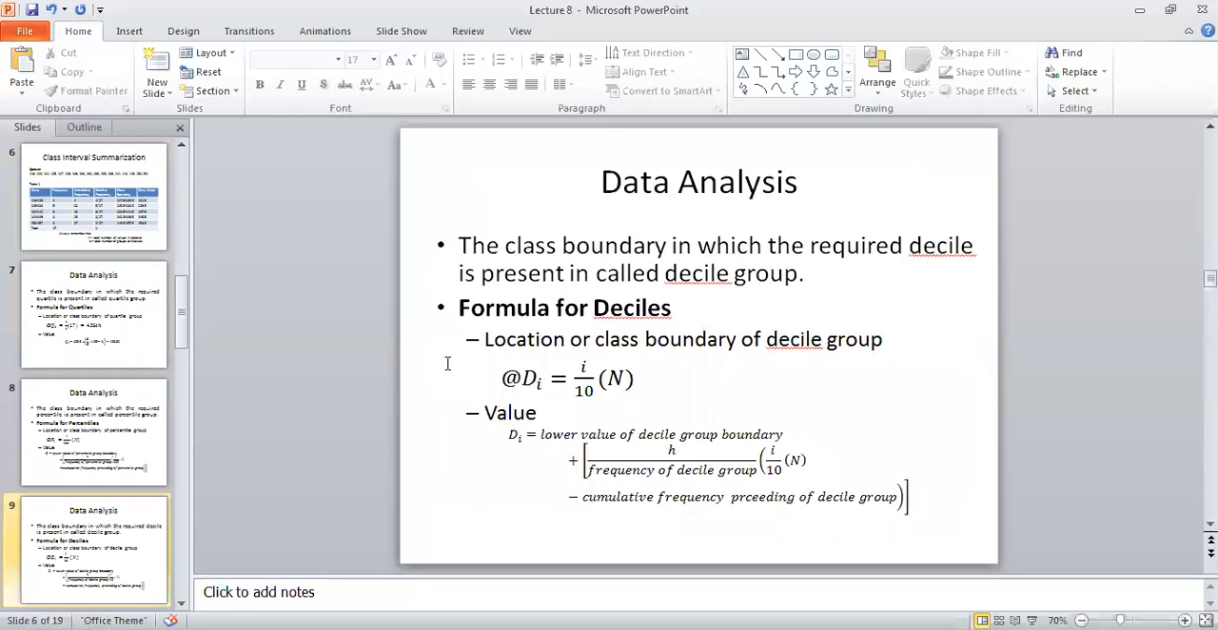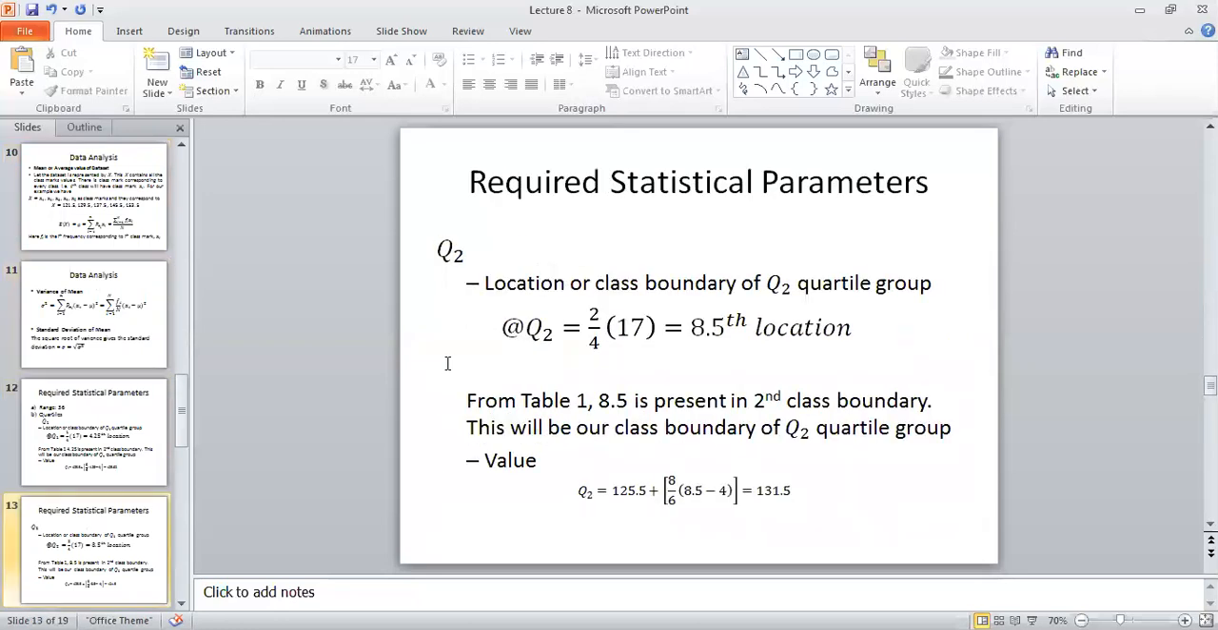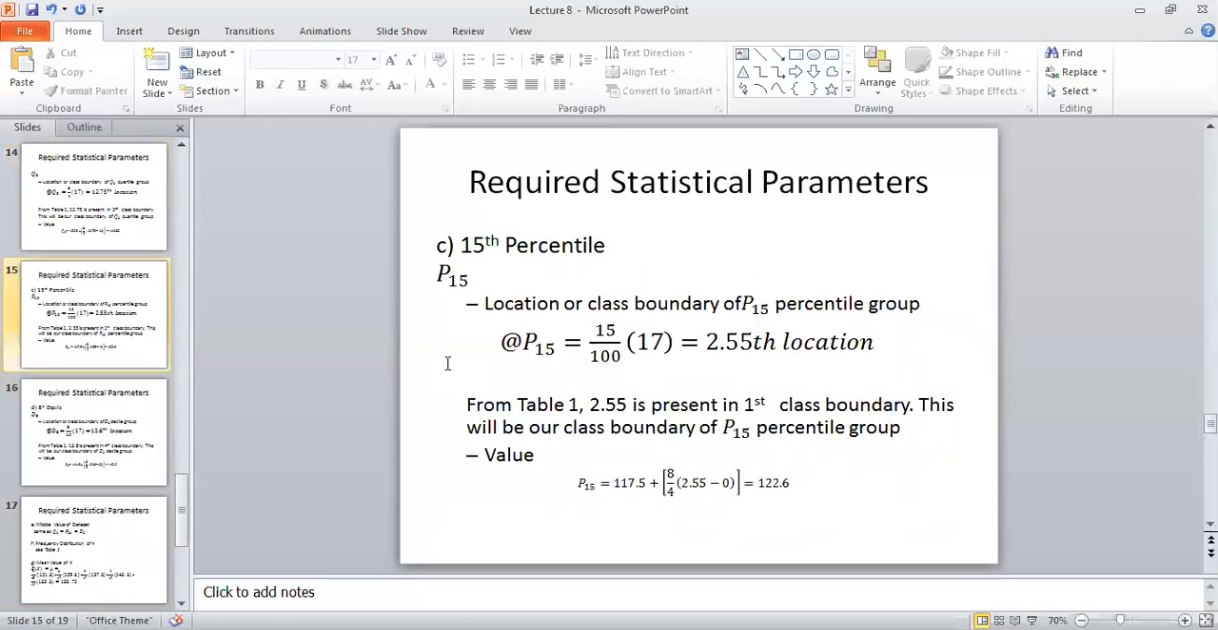So let's move on to the calculations. We see that the 15th percentile value can be found by substituting these values over here, which is 117.5 for the lower class boundary of the percentile group, plus 8 upon 4, where 8 is the class height and 4 is the frequency of the percentile group. 2.55 was the factor that we obtained using 15 upon 100 into 17, and then minus 0 because there is no frequency preceding it. Doing these calculations, we get a value of 122.6, and this comes out to be the 15th percentile value.